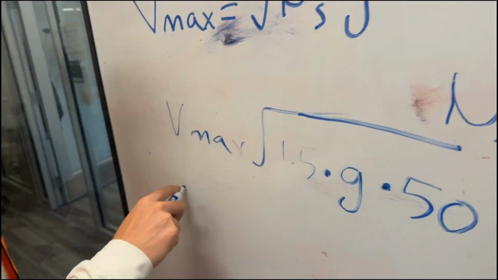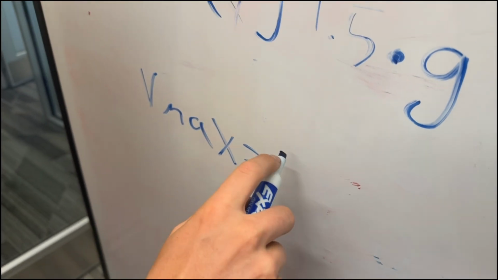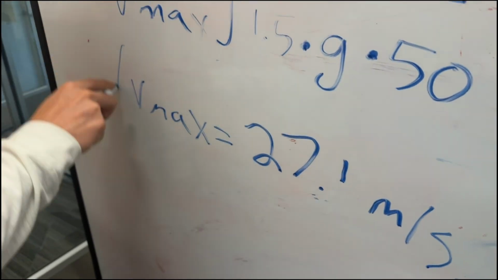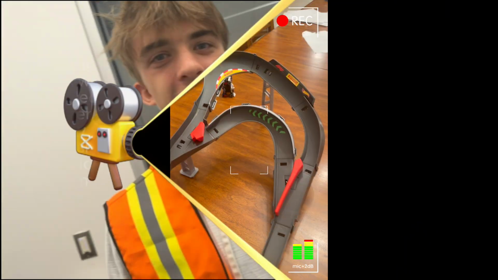This marker is kind of dying on me, but it's cool. So that will give us, in meters per second, approximately 27.1. So there we have it. And then that's 60.6 miles per hour. Pretty good.